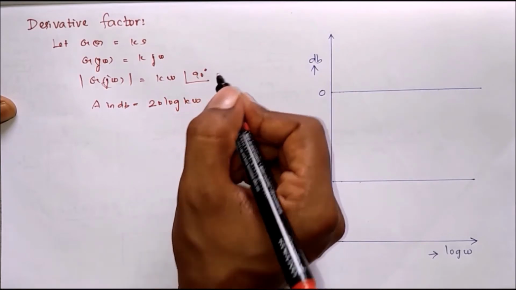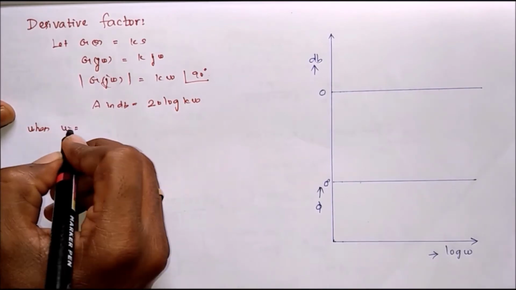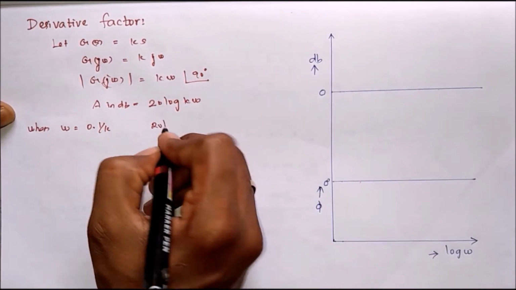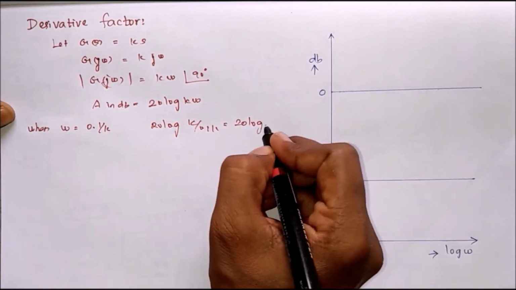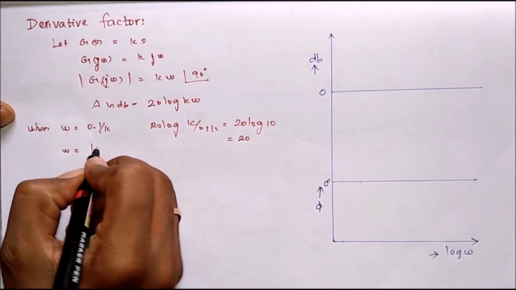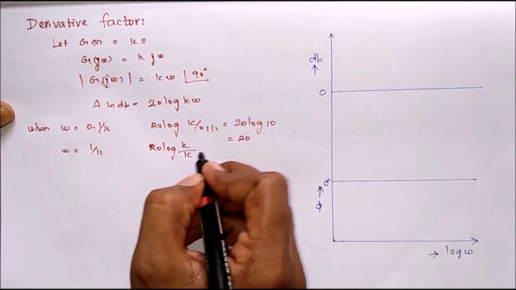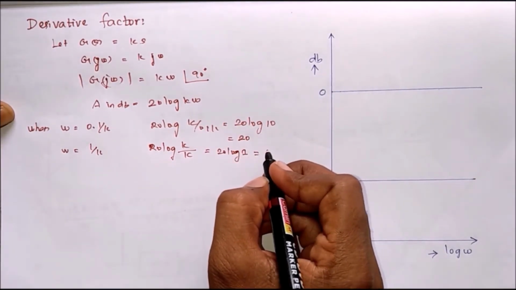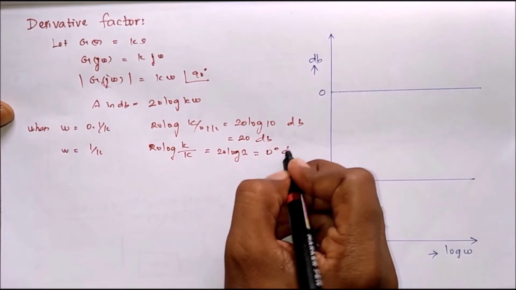The angle is always 90. Therefore, now we can consider various values of omega. When omega equal to 0.1 by K, 20 log K divided by 0.1 K, so log 10, therefore 20. When omega equal to 1 by K, 20 log K divided by K, therefore 20 log 1. We know log 1 is 0, so 20 into 0 is 0. So it is 0 decibel.